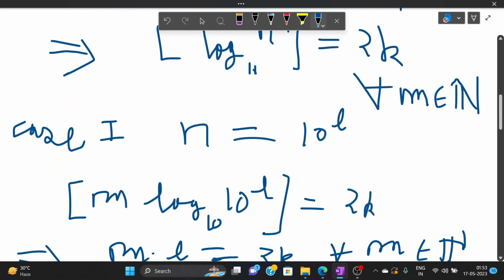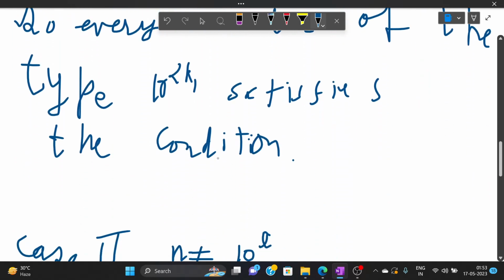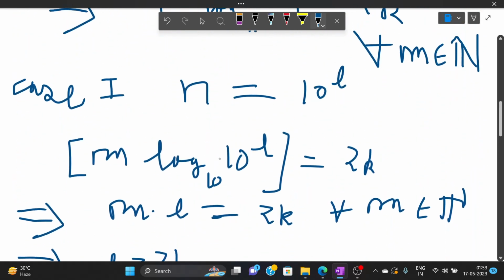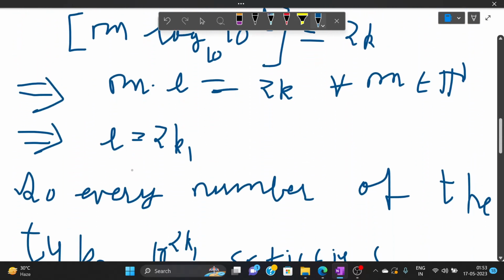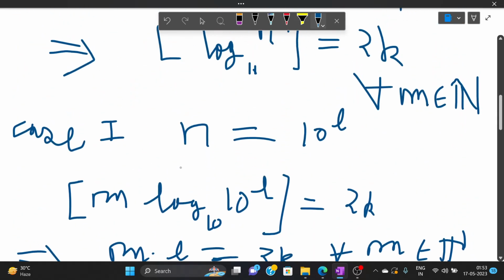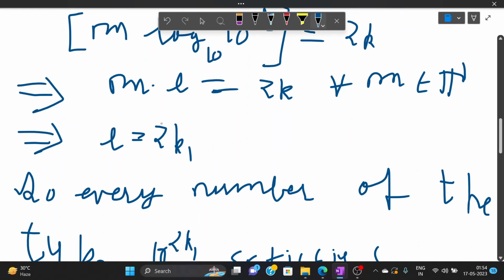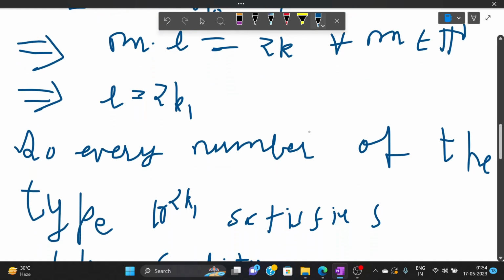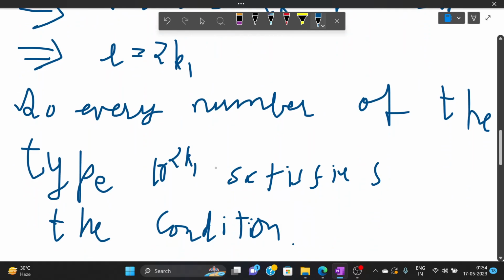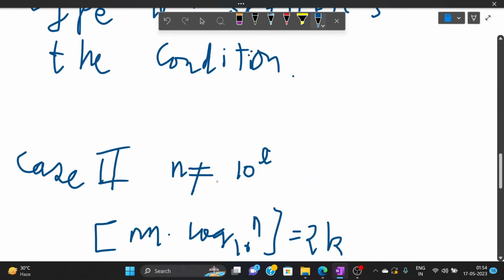So we take two cases. Case 1, n is a perfect power of 10, and case 2, n is not a power of 10. So if n is a power of 10, then n is of the type 10 to the power l, and l must be even, since m times l is even for all m belonging to naturals. So every number of the type 10 to the power 2k1 satisfies the condition.